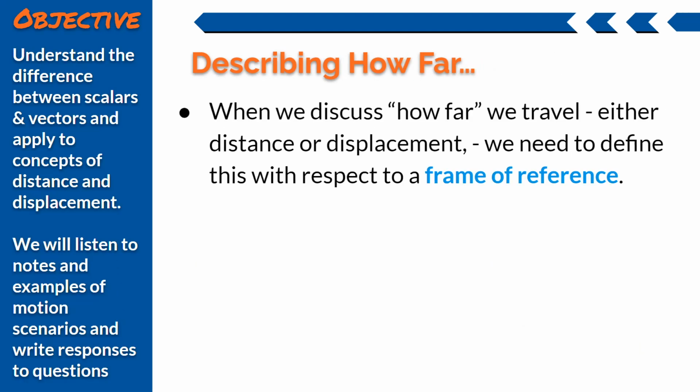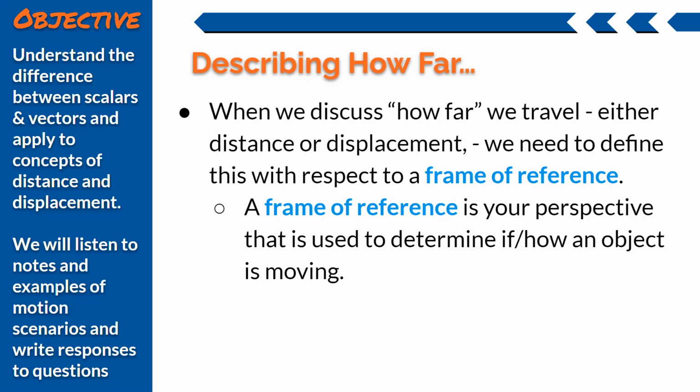When we discuss how far we travel, which again is what the warm-up question was asking, either distance or displacement, we need to define this with respect to a frame of reference. In the warm-up, it didn't tell you to start at the origin on that grid, but that was the logical place to start, at position 0, because that makes everything easier to count. Okay, but when I chose to do that, I defined a frame of reference. Okay, and so frame of reference is going to be your perspective that is used to determine if and how an object is moving. So you'll choose some starting point, and typically it's easiest to call that point 0. Okay, we're going to start at position of 0, and then we'll measure everything from there.